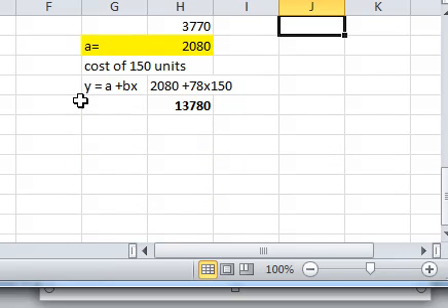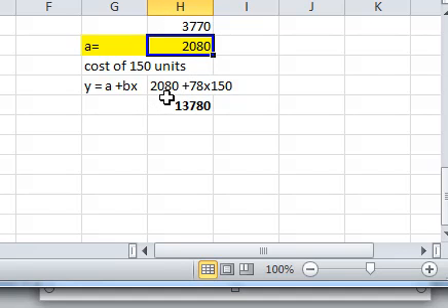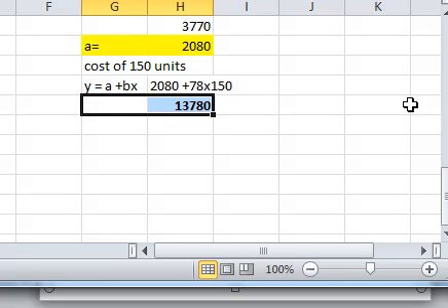2080. So remember our question, they want us to estimate the cost of producing 150 units. So our cost function is y is equal to a plus bx. So you are getting our a, which is our fixed cost, which we have got from here, which is 2080, plus our b, which is 78, we got up there, then times the units. So our cost for producing 150 units will be 13,780.